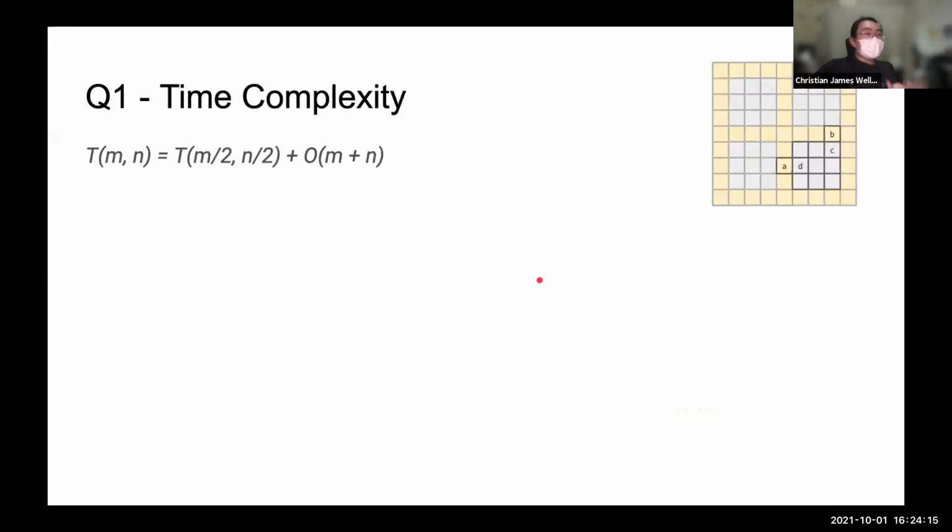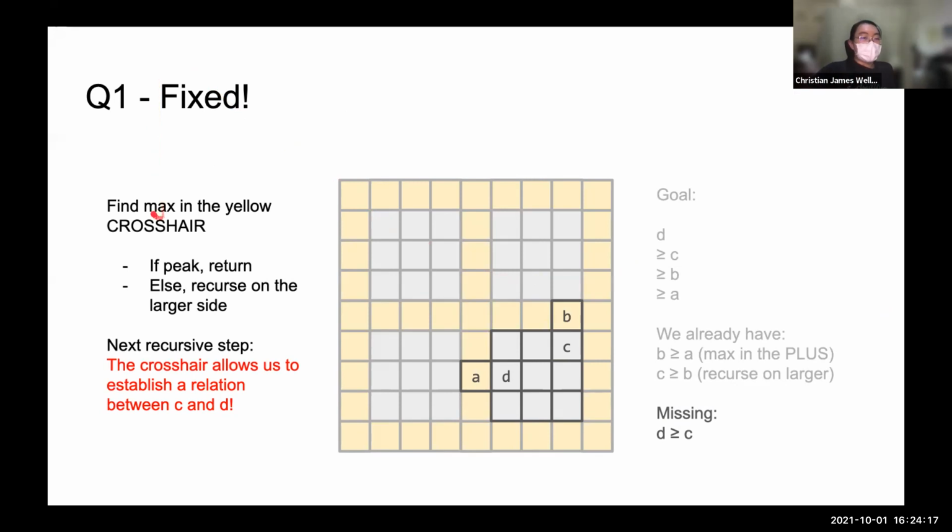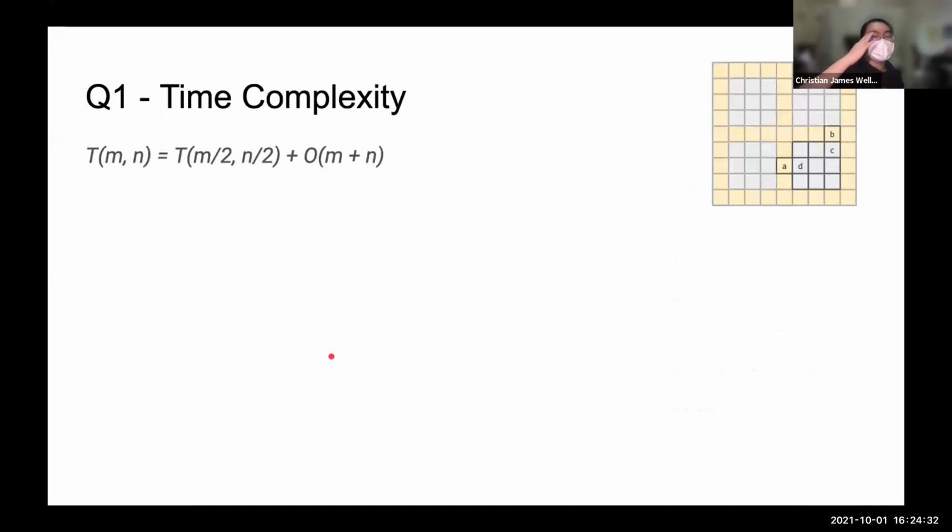So now we have the algorithm already. So basically just modify it to find the maximum in the yellow crosshair, then do basically a similar thing as before, modulo some base cases you need to consider, but this is the more important part, I argue. So the next question is, what's the time complexity? Because now you have a new algorithm, but does it really run in O(M plus N) time?